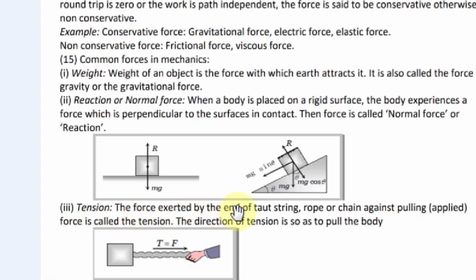Next, tension. The force exerted by the end of a taut string, rope or chain against the pulling applied force is called tension. Whenever you pull anything with a string, what happens? A tension force is exerted in that string, rope or chain. The direction of tension is so as to pull the body. From whichever direction you are pulling the body, that is the direction of this tension force. Clear?